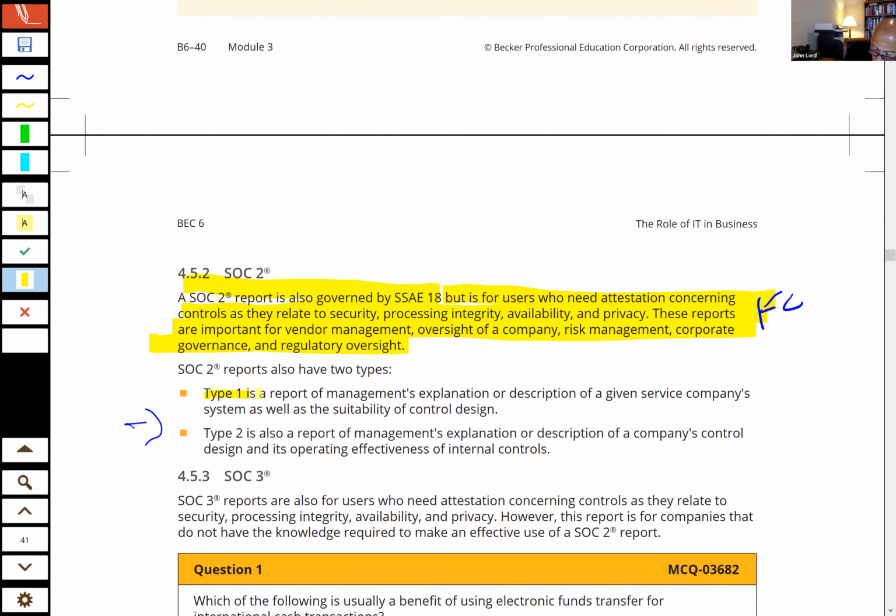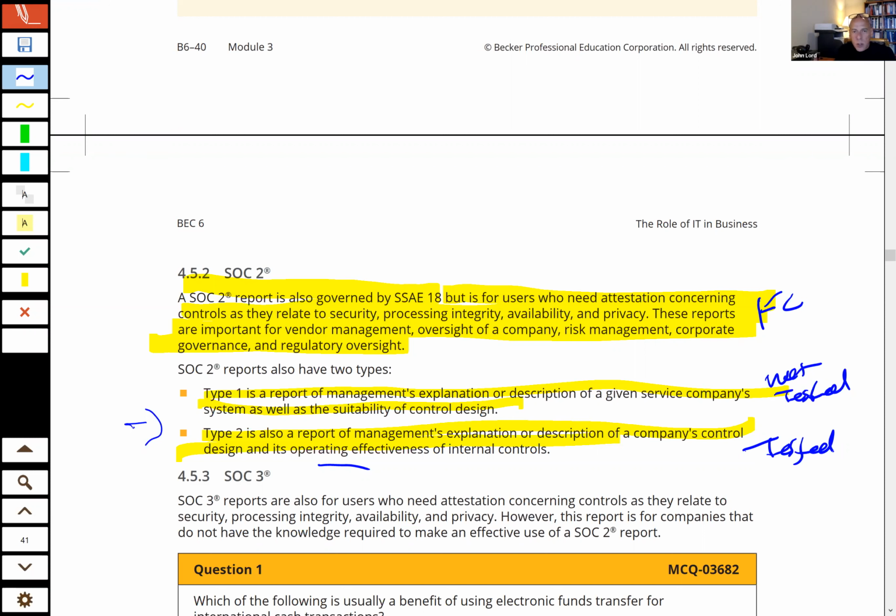Report type 1 is for a management description of the service company having a suitably designed control. Type 2 means that we also looked at what? At operating effectiveness. So here they were not tested. Here they were tested. So this may not have financial statement audit implications.